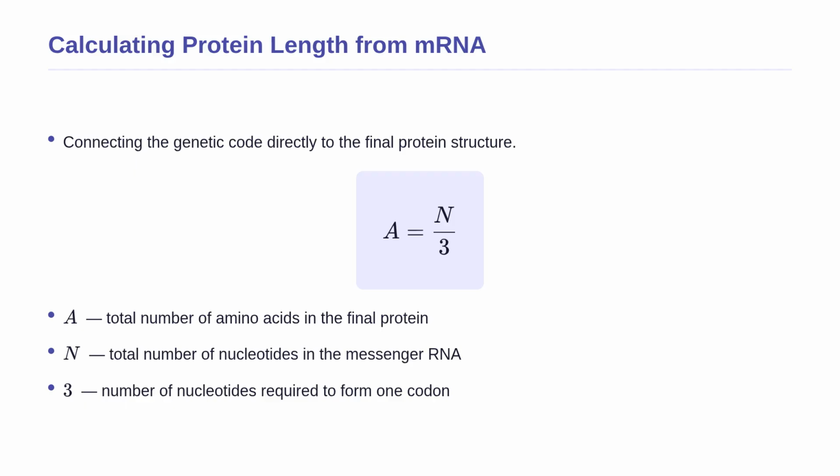Now that we know the size of the messenger RNA, we can predict the size of the final protein it will produce. During translation, the ribosome reads the mRNA sequence in groups of 3 nucleotides, called codons. Each codon codes for exactly 1 amino acid. Therefore, the number of amino acids, A, equals the total number of nucleotides, N, divided by 3. This simple division formula perfectly mirrors how the ribosome physically steps along the mRNA strand, reading the genetic message triplet by triplet to build the final protein structure.